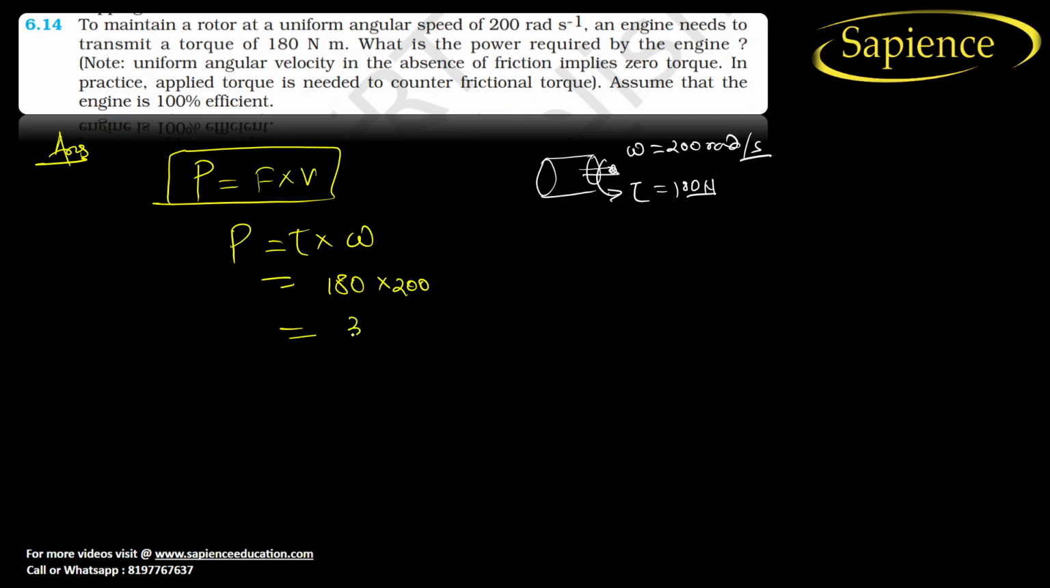So 18 into 36,000. So this will be 336 kilowatt is the power. So finally we have got the answer.